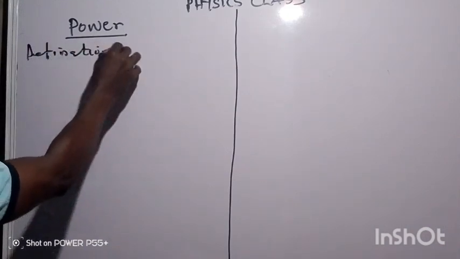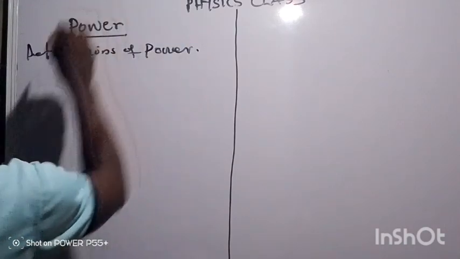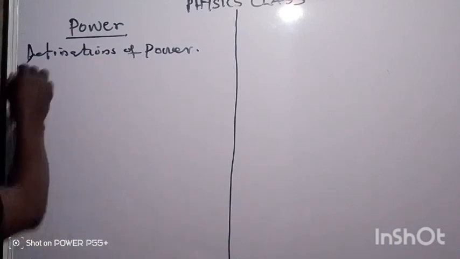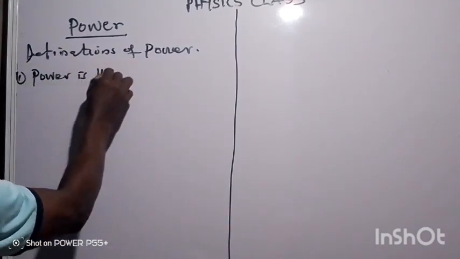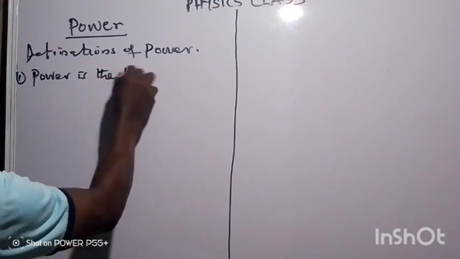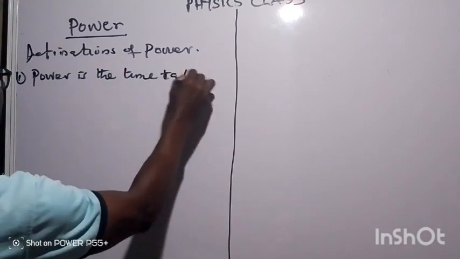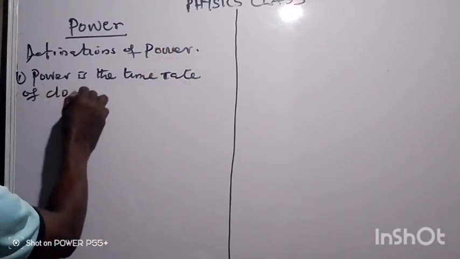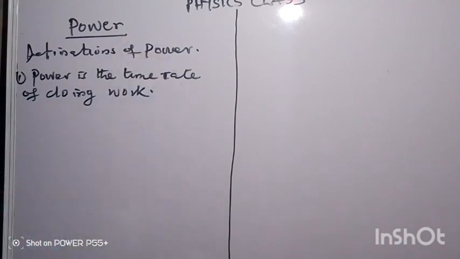Definition of power. 1. Power is the time rate of doing work. That's the first definition of power.